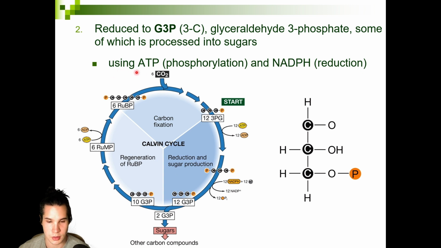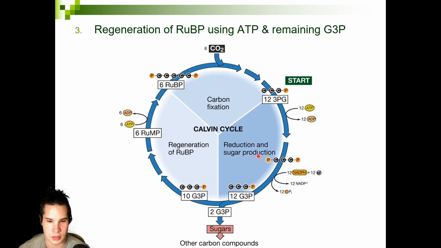And again, this process is going to be energy intensive. It's using ATP and it's using NADPH. You're adding electrons to it, you're adding phosphates to it. And then lastly, again, we are regenerating ribulose bisphosphate using ATP on the remaining glyceraldehyde 3-phosphate. So a small fraction of that glyceraldehyde 3-phosphate is actually fated to become a sugar, whereas the rest is used to regenerate that starting material, ribulose bisphosphate. And again, an energy-intensive process. We're using up ATP to make that happen.